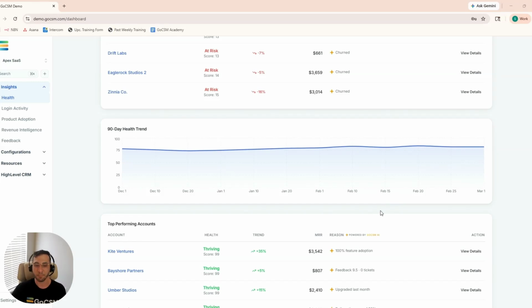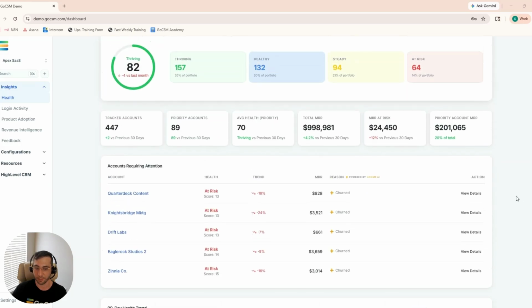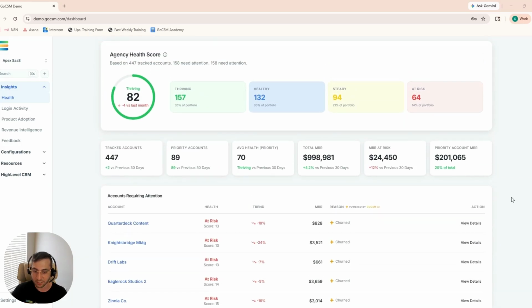So to sum it up, I know that's been a lot. At the manager level, at the director level, GoCSM gives you three things: a weekly pulse on your portfolio health and your MRR that's at risk. And what this lets you do is be able to make mid-level and high-level decisions and identify patterns and fix them. Pattern recognition across at-risk accounts is a second thing, and this will let you fix the process that's causing that problem to emerge in the first place.